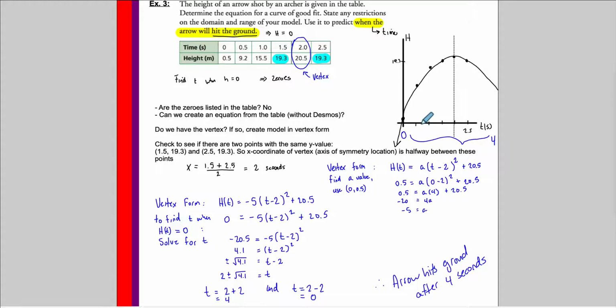If this arrow would have left the ground a little later, it is possible that the arrow would have hit the ground at 4 seconds, but it was in the air for less than 4 seconds. Okay, but it so happens to be the case here that it's the same.